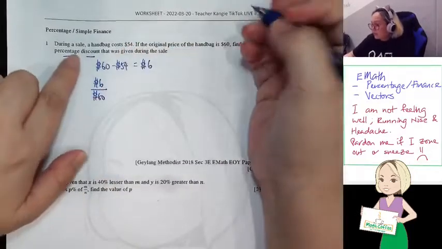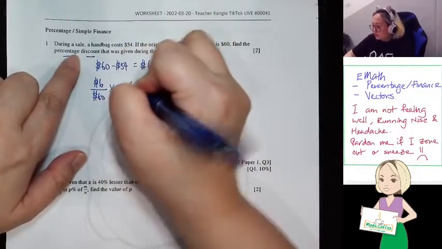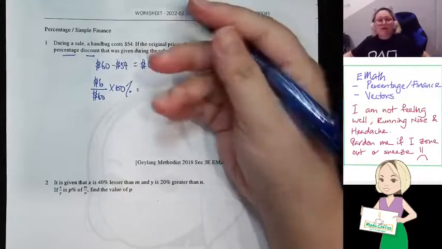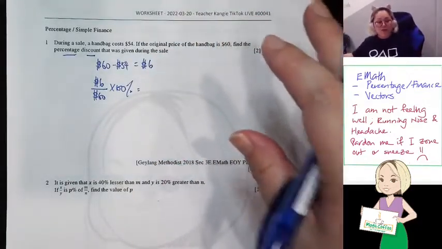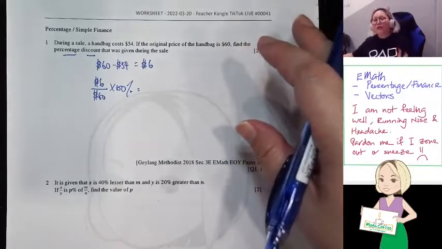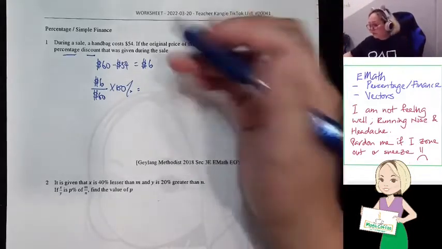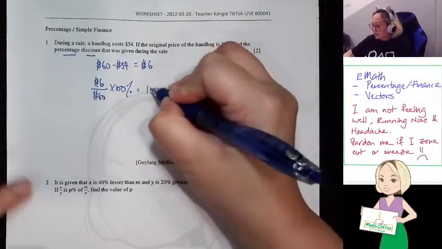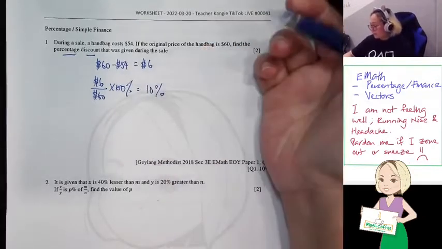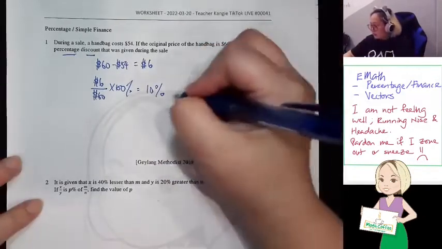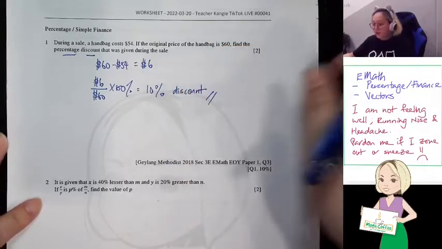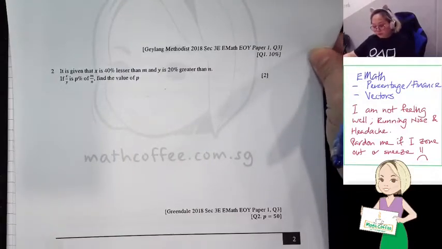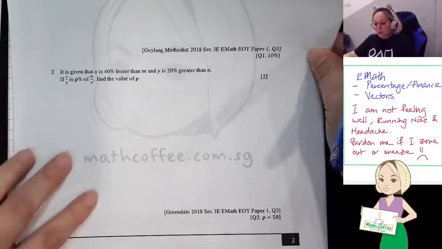And because they want it in percentage, you just times 100%. But on the calculator, please don't key 100 with the percent logo. Just key times 100, and that's all. So in the end, you get 10. So it's 10%, a 10% discount. This one is easy, nothing much. Okay, next, question 2. Question 2 is a bit tough, although it's just 2 marks.